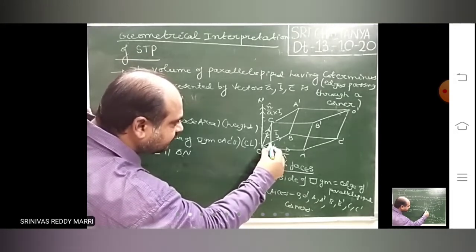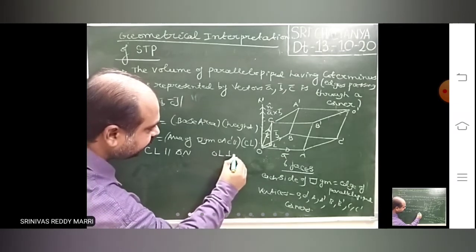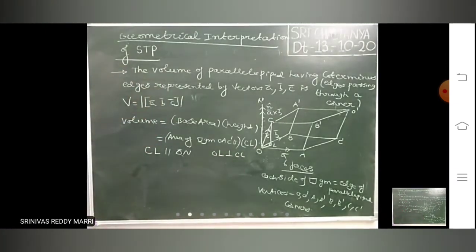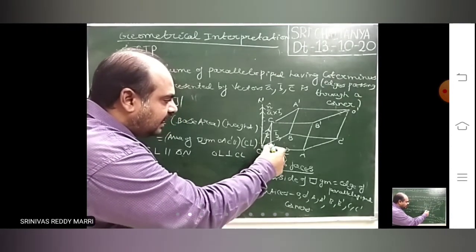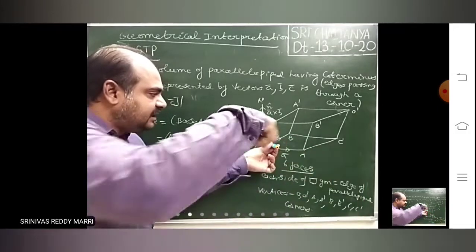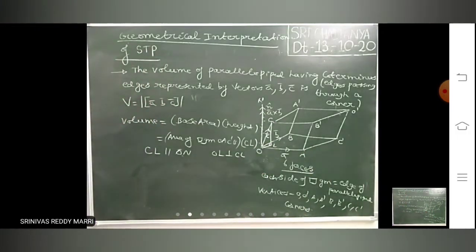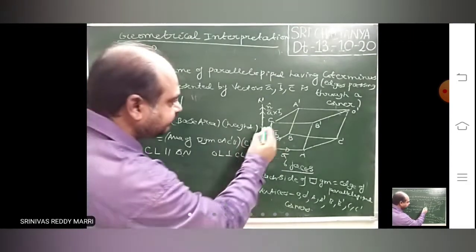That means this angle is what? 90 degrees. That means OL is perpendicular to CL, because the OL bar vector is in your plane, and CL is like this, parallel to the normal. Therefore, the angle between OL and CL is 90 degrees. Now I have to calculate the CL length.